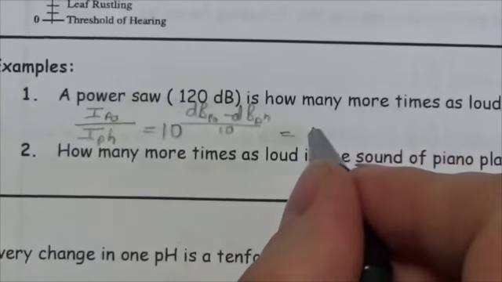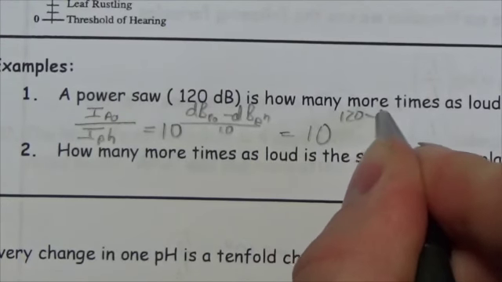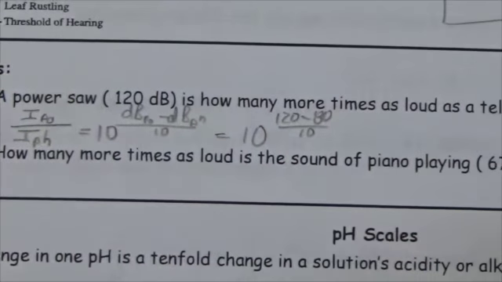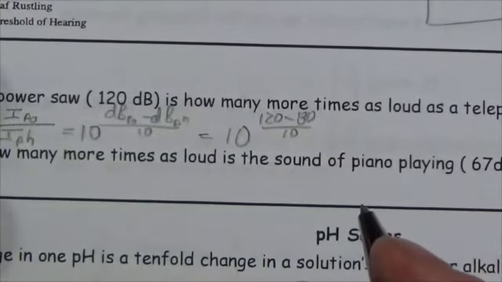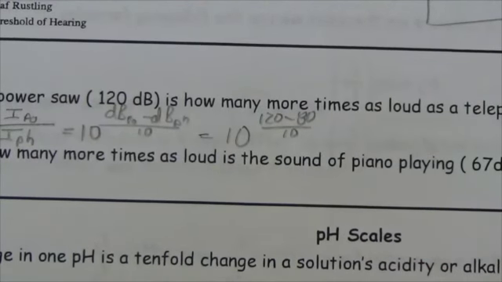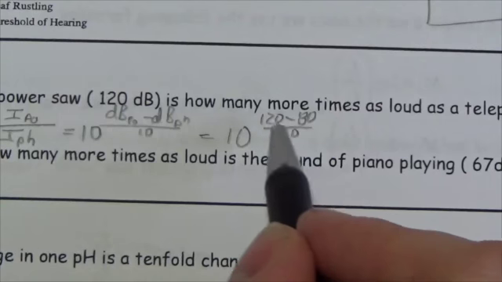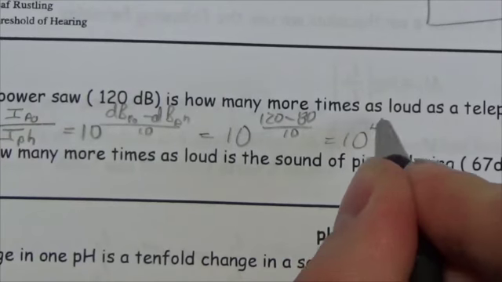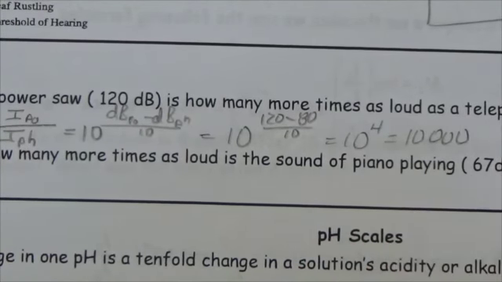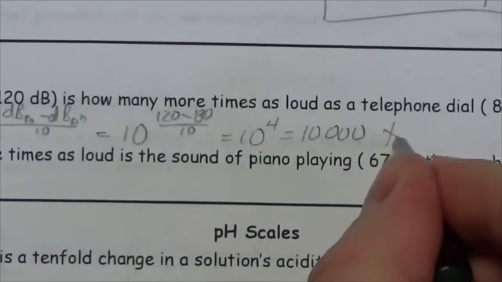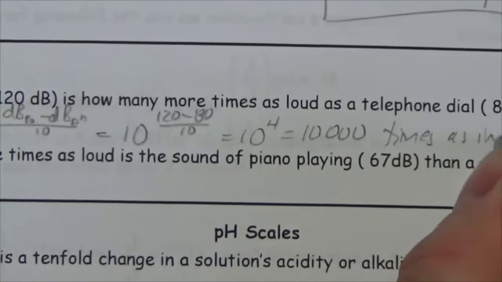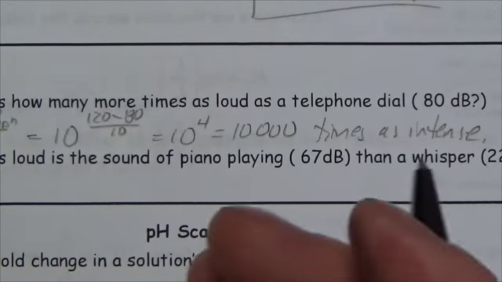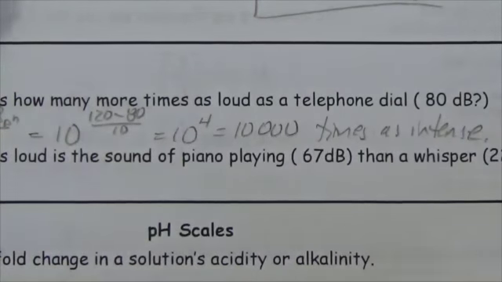And so this is just a matter of plugging stuff in. This will be 10 to the 120 minus 80, over 10. Please remember to divide by 10. You've got to convert this back into the bells so that this is the exact same comparison as it was on the Richter scale. This is pretty straightforward. 120 minus 80 is 40, divided by 10 is 4. So this is going to be 10 to the 4, or 10,000 times as intense. So the power saw puts out 10,000 times as much energy into the air as a telephone.